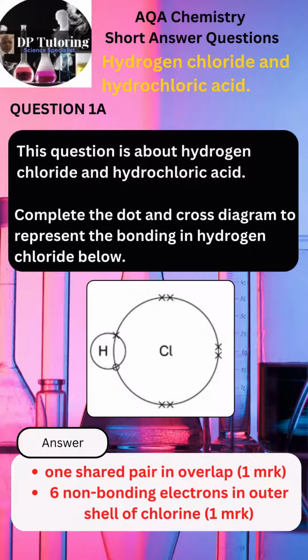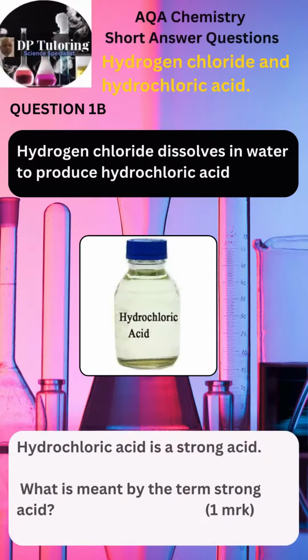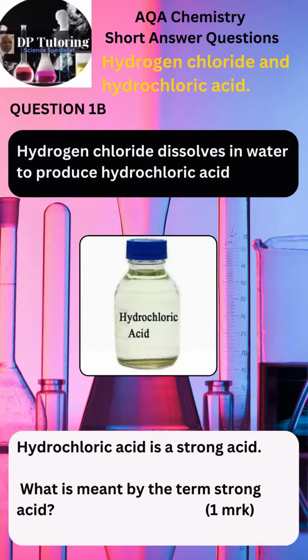However, to get the 2 marks, you must show one pair of electrons in the overlap and 6 non-bonding electrons in the outer shell of chlorine. Part B of the question asks you to state what is meant by a strong acid.